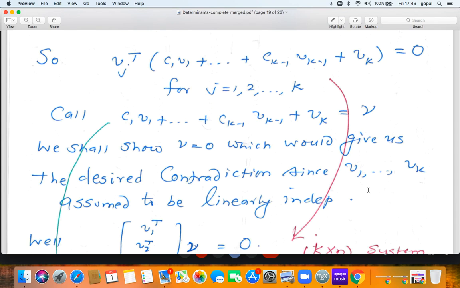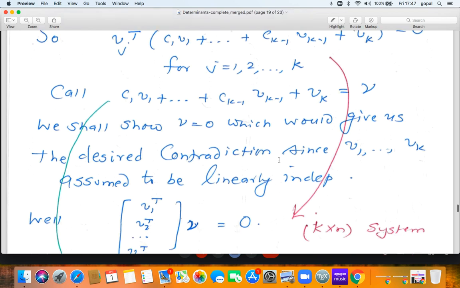It will mean that the linear combination C1 V1 plus C2 V2 plus dot dot dot plus Ck minus 1 Vk minus 1 plus Vk is 0, and the coefficient of Vk is 1 and 1 is not 0, and that will contradict the fact that V1, V2, ..., Vk are linearly independent. We have assumed that V1, V2, ..., Vk are linearly independent, remember? And so how can that be possible? How can C1 V1 plus C2 V2 plus Ck minus 1 Vk minus 1 plus Vk be 0? That will not be correct. So we would have arrived at the contradiction. Correct? So our job is to show that this vector nu is 0, and that will finish the proof.